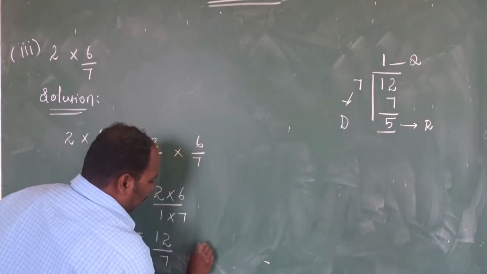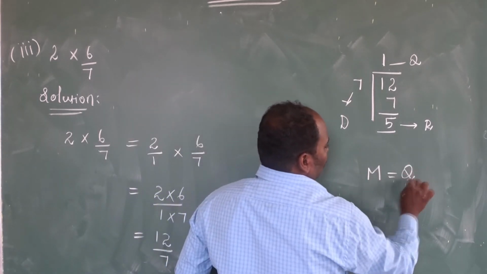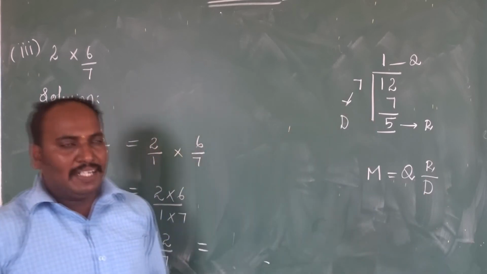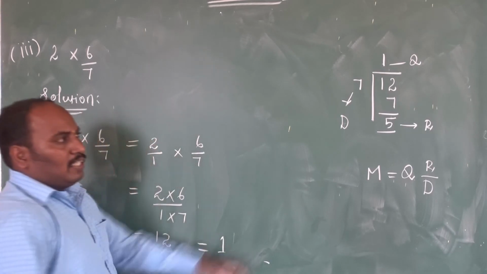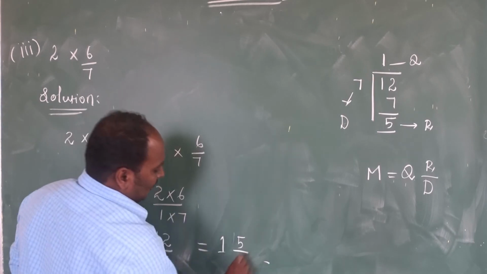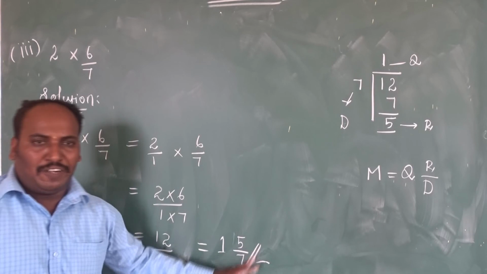You want a mixed fraction. Mixed fraction is equal to q r by d. Q is equal to 1, r is the remainder 5, and d is the divisor 7. So our answer is 1 and 5 by 7.